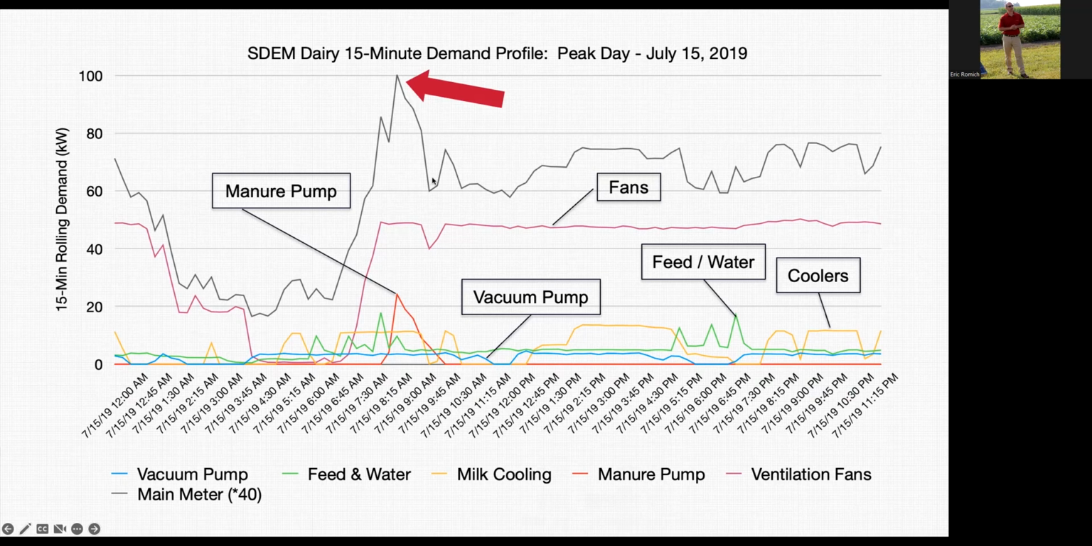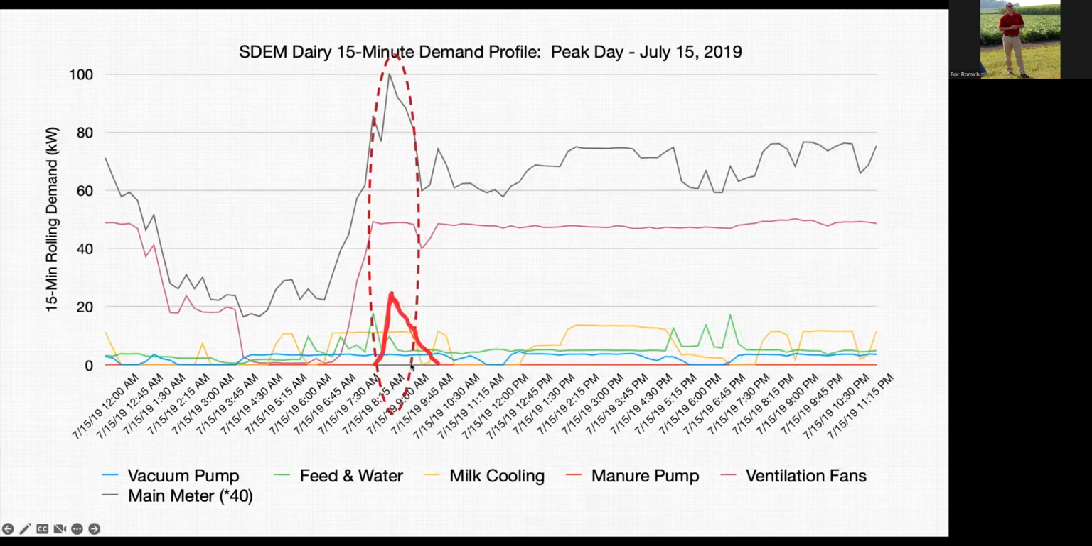To see that, in terms of why we set that peak demand, it was kind of the perfect storm where in this 15-minute window, we had all of these operations running pretty much at full capacity. You can see vacuum pumps, feed mill, and feed and well, I should say, milk cooling, and then manure pump. Everything was running during that time sequence.